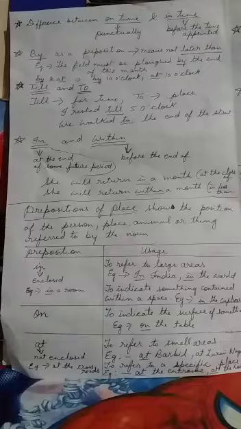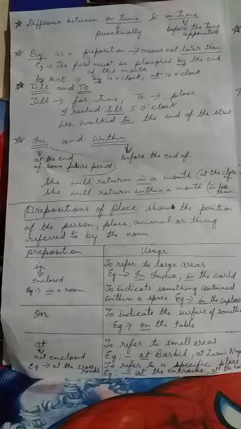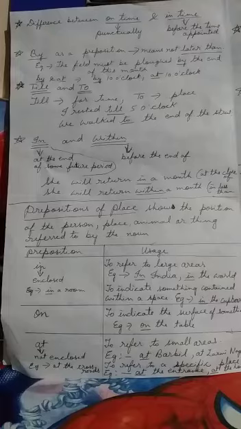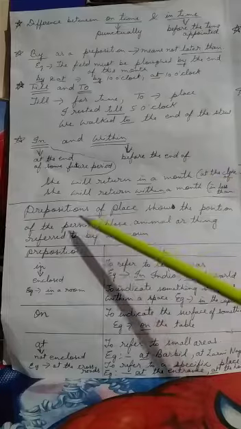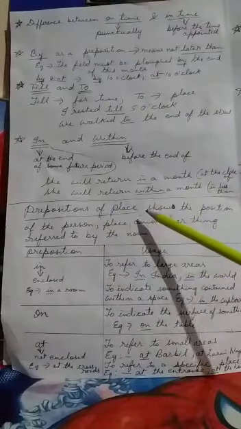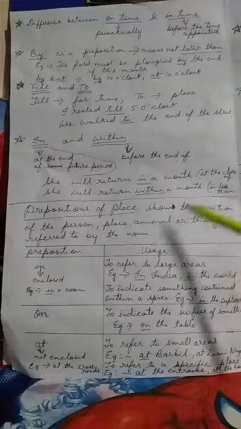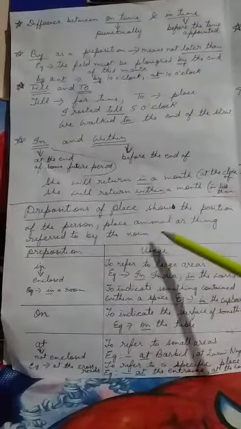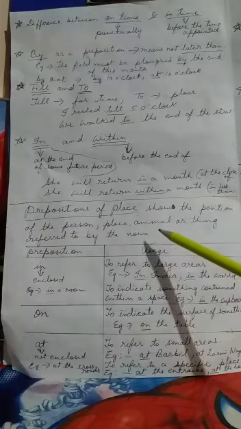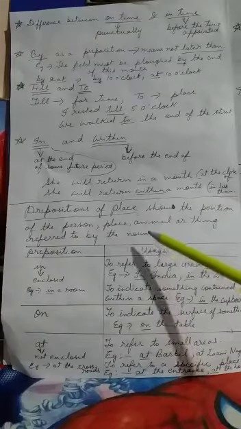In my last video I taught you the chapter preposition, and in that we talked all about prepositions of time. Now in this video I'll tell you about the other types of prepositions. See, prepositions of place. Prepositions of place show the position of a person, place, animal or thing referred to by the noun. So it'll tell you about the place in that sentence.